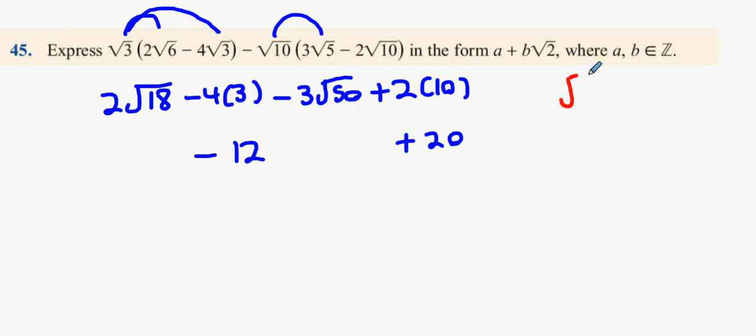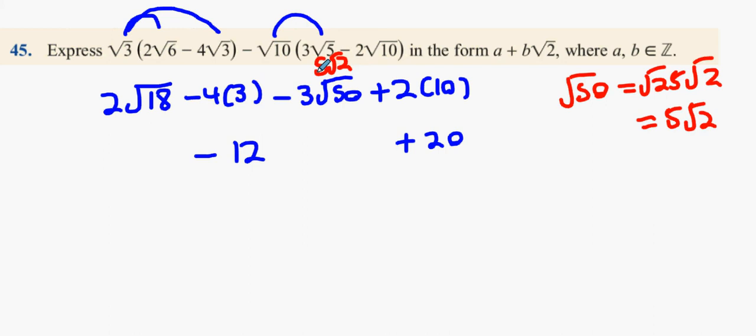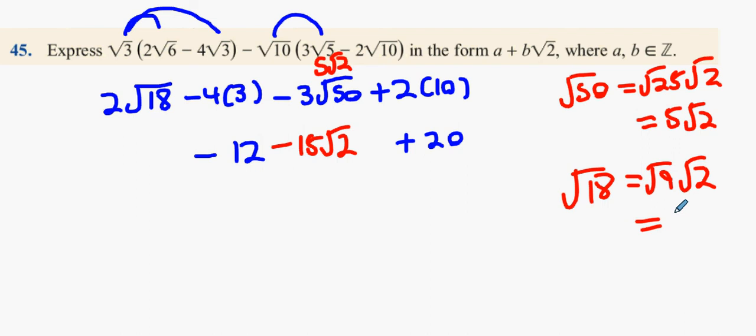What can we break root 50 up into? Root 25 and root 2. Which is 5 root 2. Now what's 3 times 5 root 2? What's 3 times 5? 15. Just 15 root 2. Okay, next thing, root 18. Pick a special number for that. Root 9 times root 2. And what's root 9? 3 root 2. What's 2 times 3? So it's going to be 6 root 2.